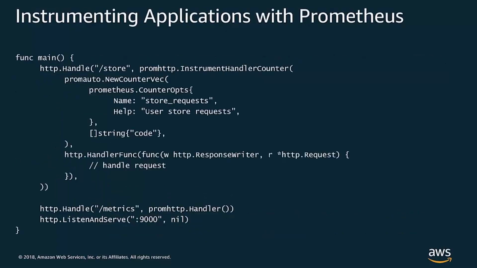So just to show you how easy it is to instrument an application with Prometheus, this is almost a complete Go program, and you can see how little code it is. This is an HTTP server. We're listening on port 9000. We're exposing a metrics endpoint, and we're handling requests to /store as well. If you include the promhttp library, all you need to do is wrap the handler function with this InstrumentHandlerCounter, for example, if you wanted to create a counter. Then Prometheus understands that it's HTTP, and it takes care of counting the request codes or statuses, and as you can see, it's quite easy to set up.